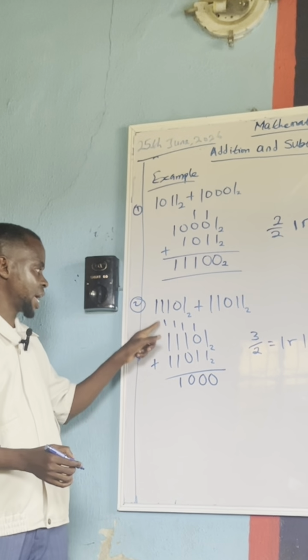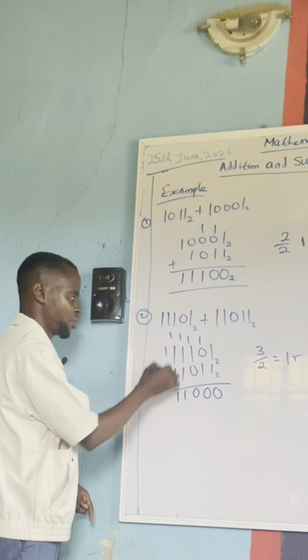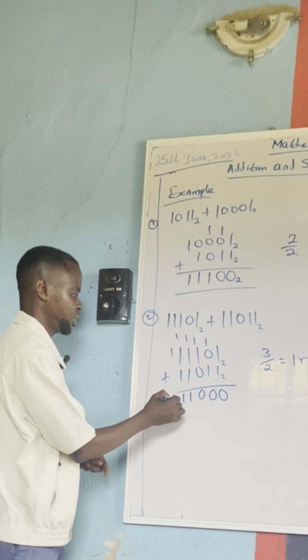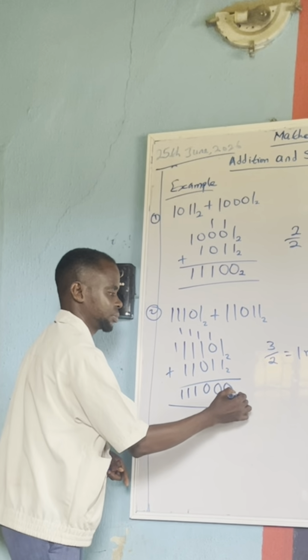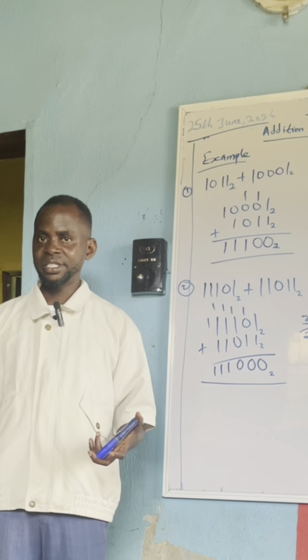The same thing happens here. That's 3 divided by 2, 1 remainder 1. 1, carry 1. So 1 plus nothing is 1 and you are done. Do you understand it?